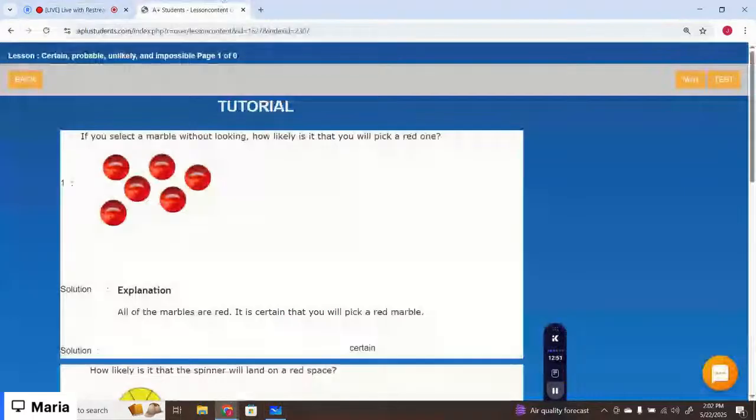If you select an apple, how likely is it that you will pick a red apple? So when you select an apple, you can see all the apples are red, right? So it is certain that whenever you pick an apple, it will be red for sure. So it is certain that you will pick the red apple.